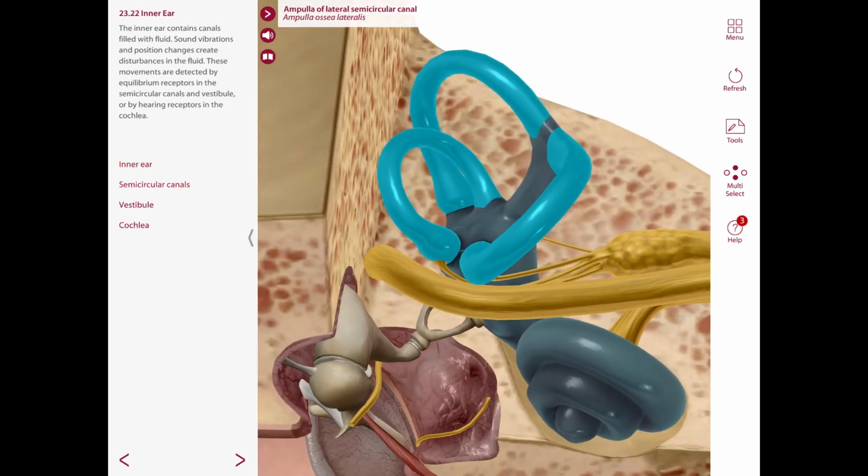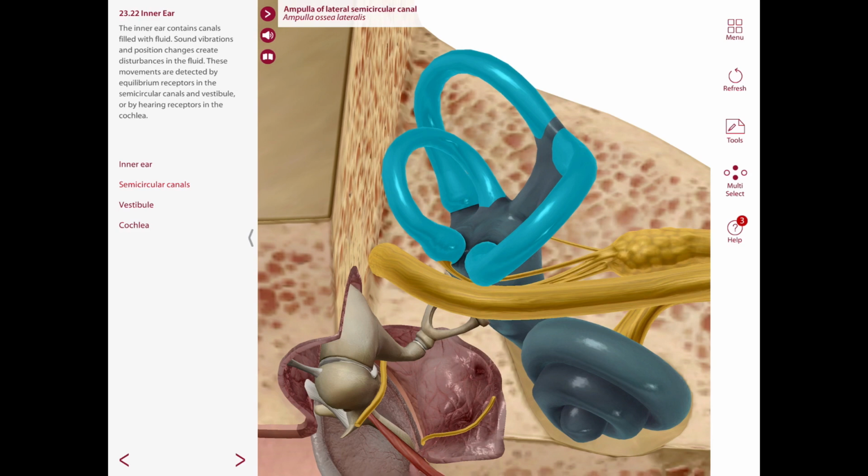We have the semicircular canals, which are 3 large loops. These loops are anterior, lateral, and posterior. And so these loops have sensory receptors involved with equilibrium. These receptors are hair cells within the structures known as a crista ampullaris. And each crista consists of hair cells and supporting cells that are covered by a gelatinous structure called the cupula.